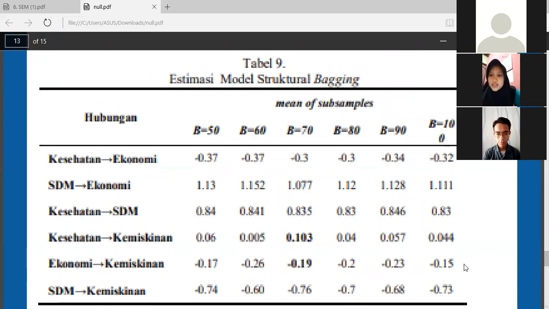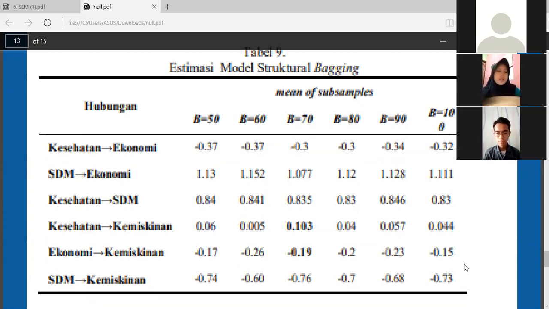So the relationship between health and poverty in the number of replications of 70 has a relatively high path coefficient compared to the other numbers of replications, with 0.103. In addition, the relationship between economy and poverty is minus 0.19, which is the largest coefficient compared to the other numbers of replications. This shows that the structural equation model in the number of bootstrap replications of 70 shows better ratios than the other numbers of replications.